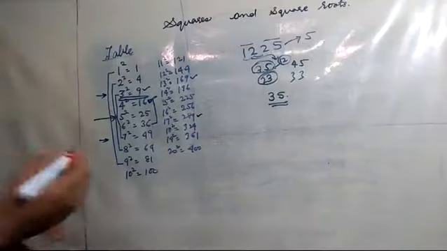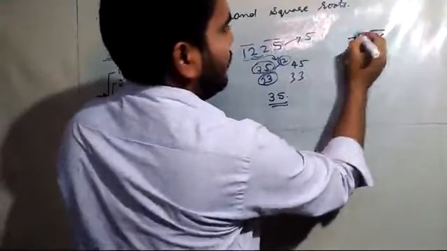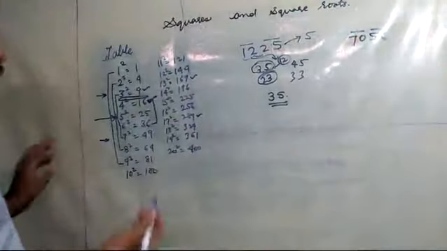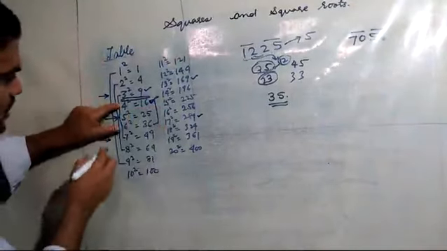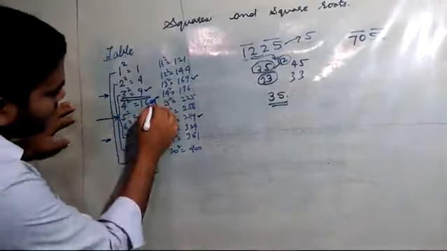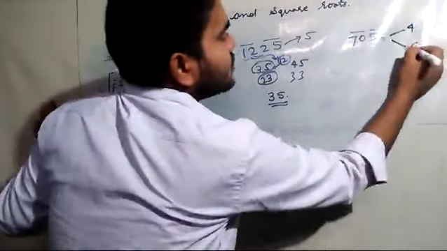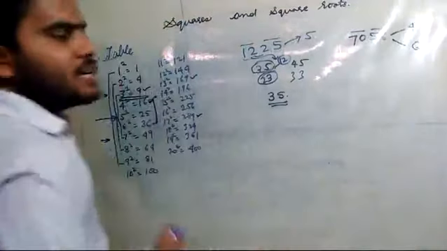Another number like 70, 56. 2 pair, 2 pair. 56. Unit place is 6, so either it will come from 4 square, which is 16, or 6 square, which is 36. This means the pair of 4 and 6. So the unit place may be either 4 or 6. 4 square is 16, 6 square is 36. So the unit place we decided.